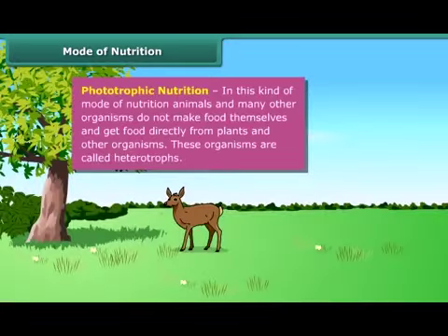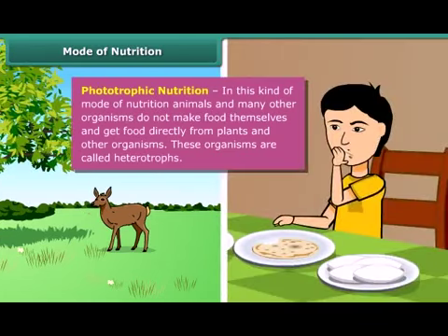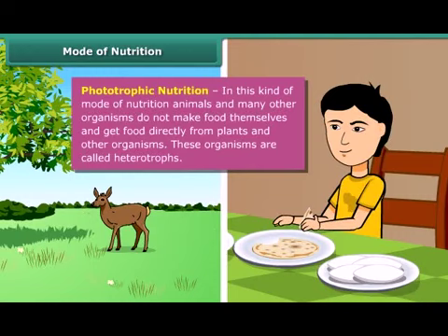The mode of nutrition in which animals and many other organisms take in ready-made food prepared by the plants is called heterotrophic, and these organisms are called heterotrophs. Humans, lions, tigers, etc. are examples of heterotrophs.